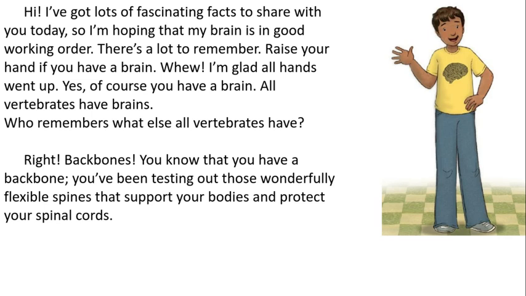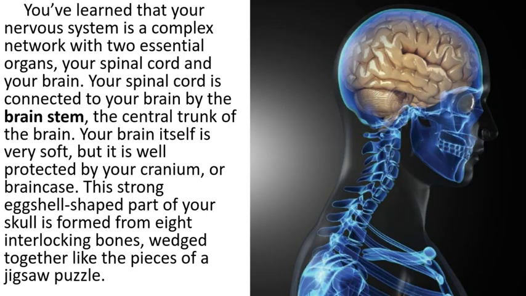All vertebrates have brains. Who remembers what else all vertebrates have? Right, backbones. You know that you have a backbone. You've been testing out those wonderful flexible spines that support your body and protect your spinal cords. Ooh, there's the brain. You've learned that your nervous system is a complex network with two essential organs, your spinal cord and your brain.